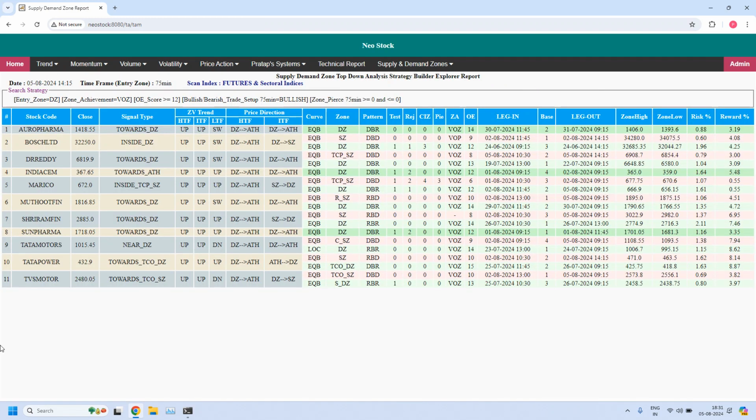Now 11 stocks are filtered, and these 11 stocks are currently supporting bullish trade setup for weekly income trade. Now let us check how many of these stocks are having a confluence with the ITF time frame, because 75 minutes is LTF, daily is ITF. So I am going back.